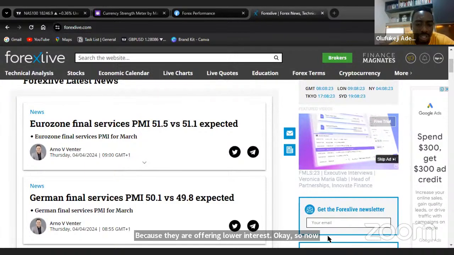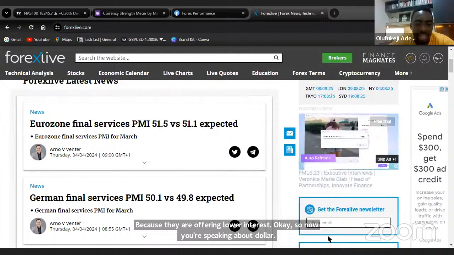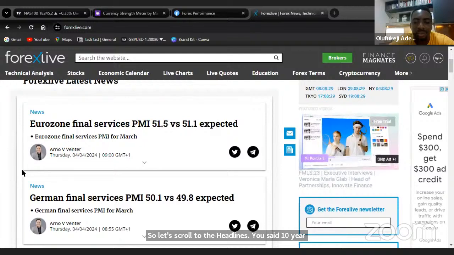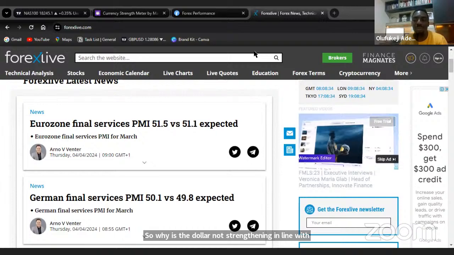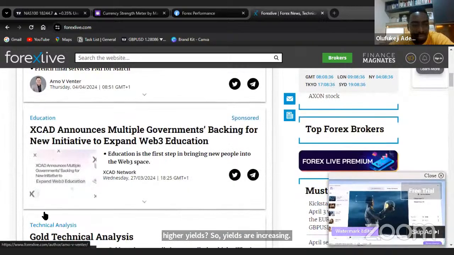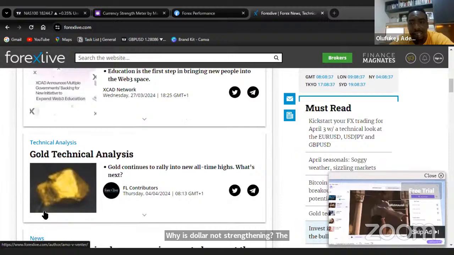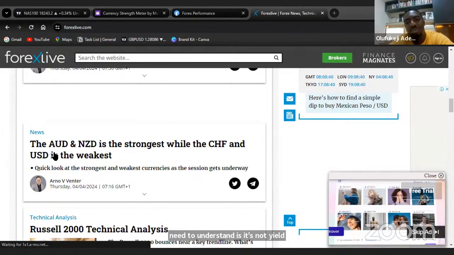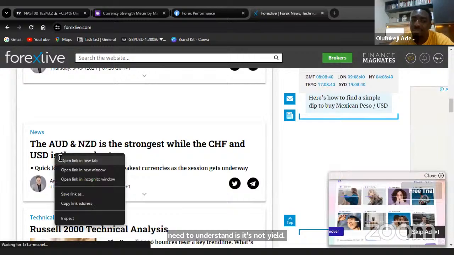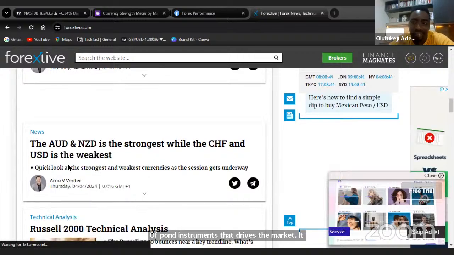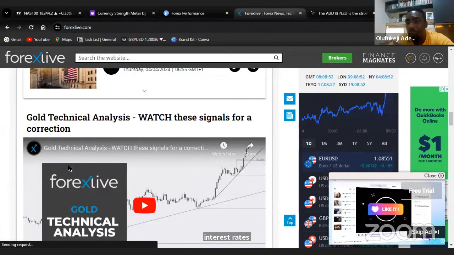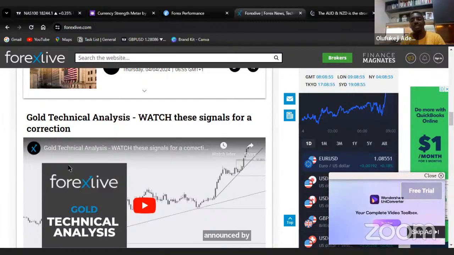So let's scroll through the headlines. You say 10-year dollar yields are increasing. So why is the dollar not strengthening in line with higher yields? So yields are increasing. Why is the dollar not strengthening? The first thing that we need to understand is it's not the yield of bond instruments that drives the market. It is interest rates as announced by the central bank.